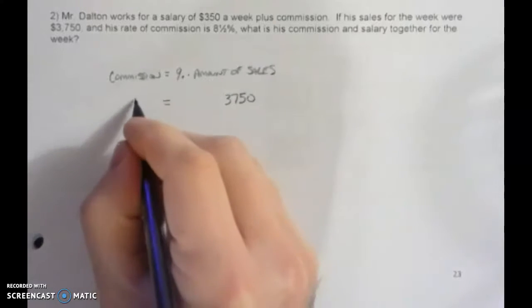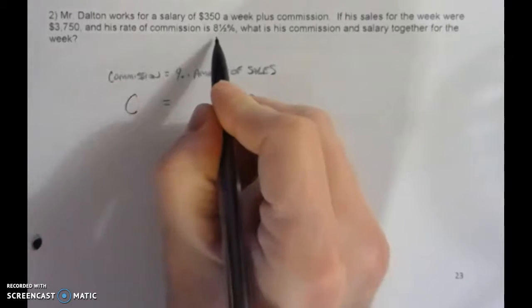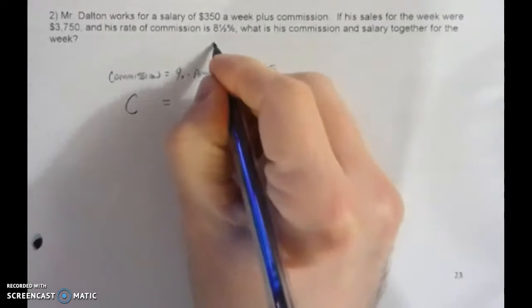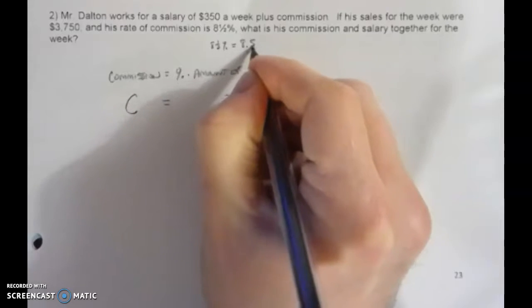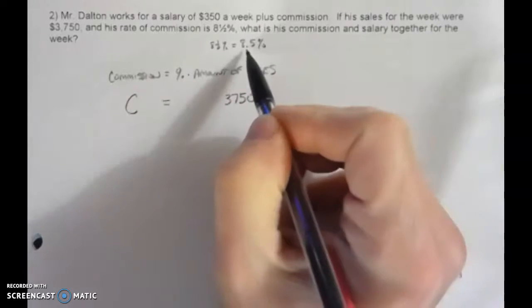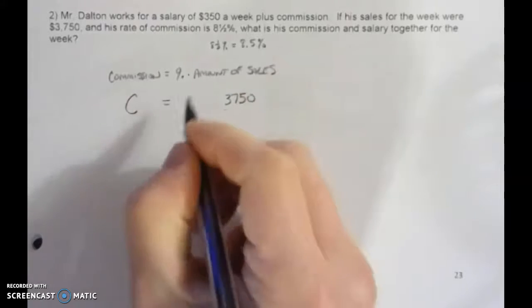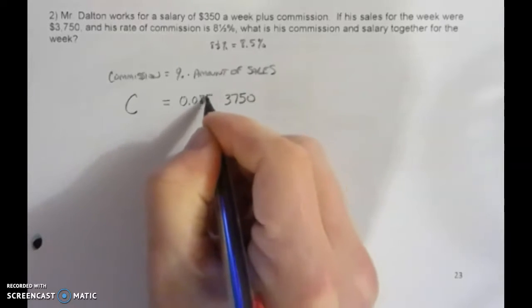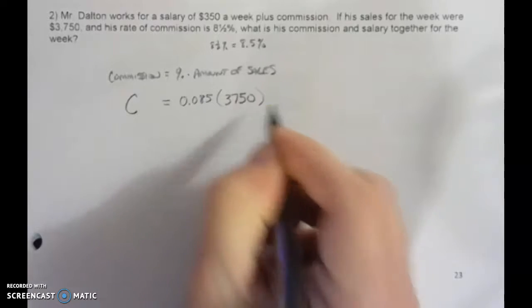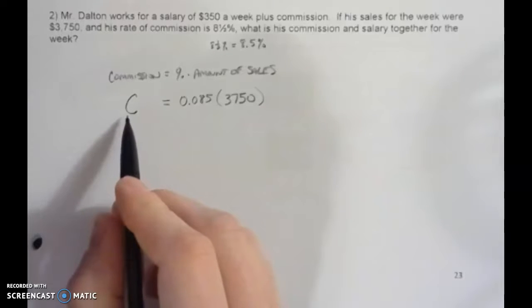So we have to start by finding the commission, C. Okay, and then 8.5%. Remember, 8.5% is the same as 8 5/10%. So we move the decimal 2 places to the left once, twice. That means our rate is going to be 85 thousandths. So we're going to have 85 thousandths times 3,750, which was the amount of sales. All right, and this will get us the amount of his commission.